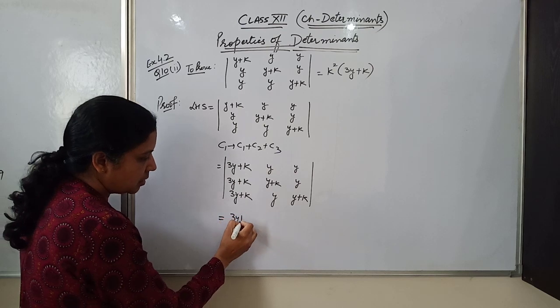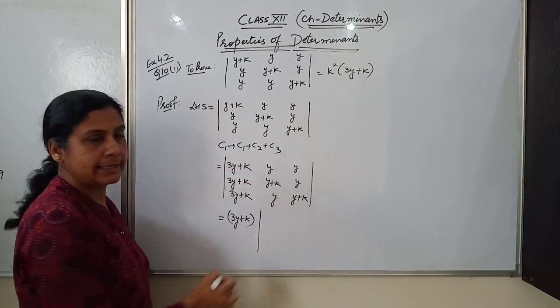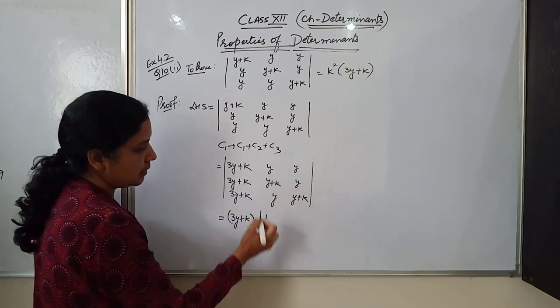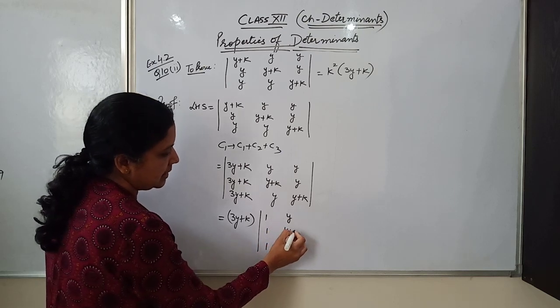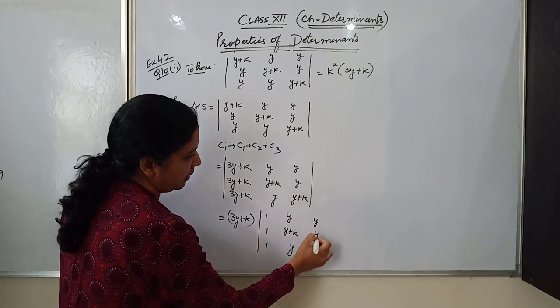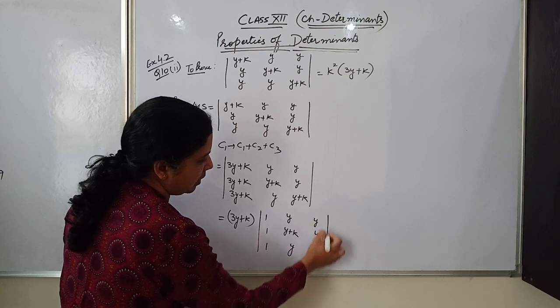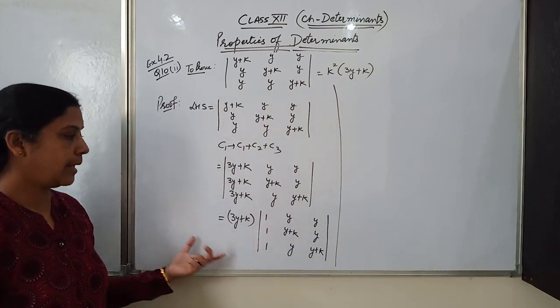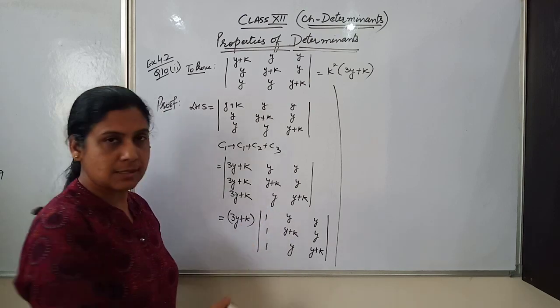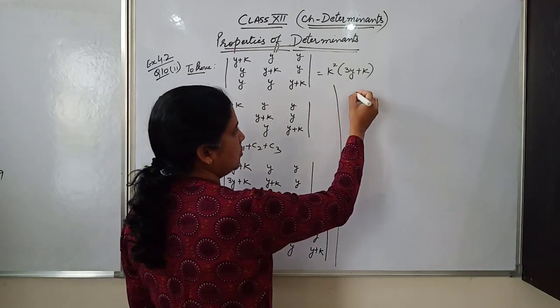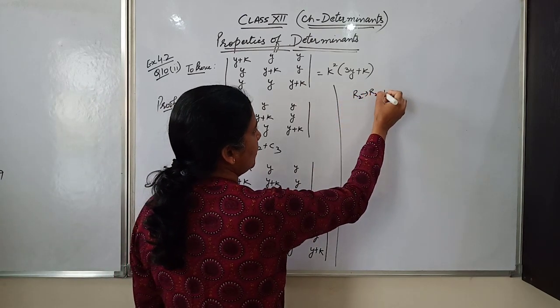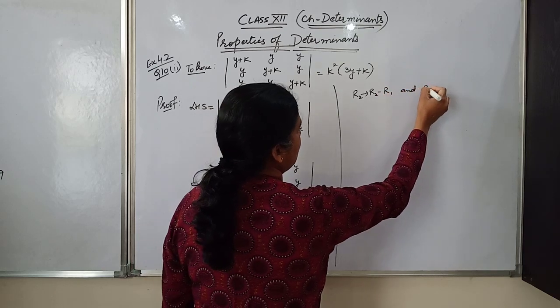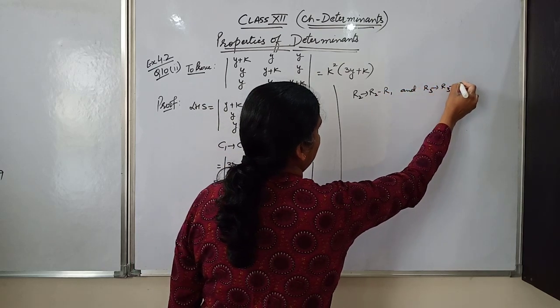Single factor 3y plus k taken out from first column C1, because the properties of determinant say we can take a common factor out from any of the rows or any of the columns. 1, 1, 1 is ready, so we'll start making zeros. Our next operations will be like this, so that we can make these zeros.